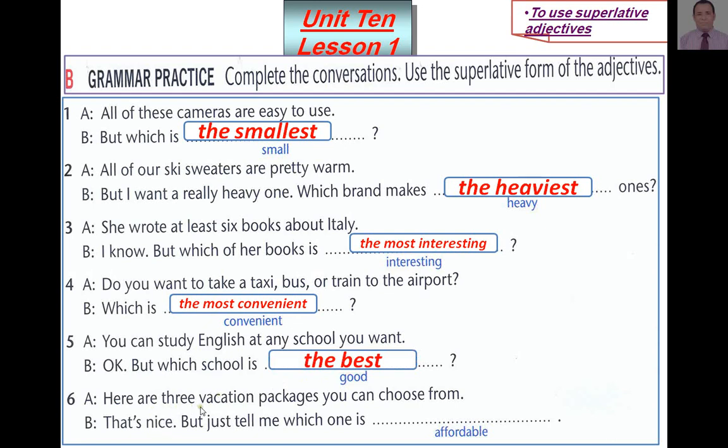Here are 3 vacation packages you can choose from. That's nice, but just tell me which one is the most affordable. Affordable is a long adjective. It has more than one vowel, more than 2 syllables, so I use here the most or the least, but of course from the meaning, the most affordable. What does affordable mean? When I say something is affordable, it means you can buy it, or we can say you have enough money to buy it. So everybody can buy it. It's not such an expensive thing.